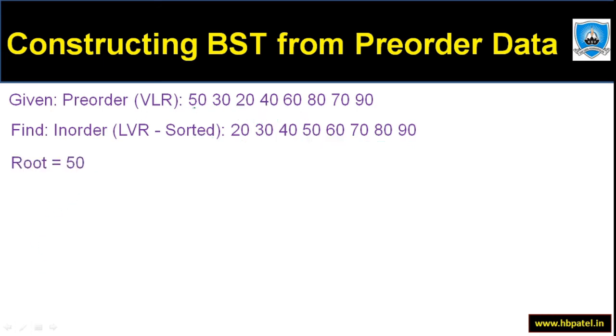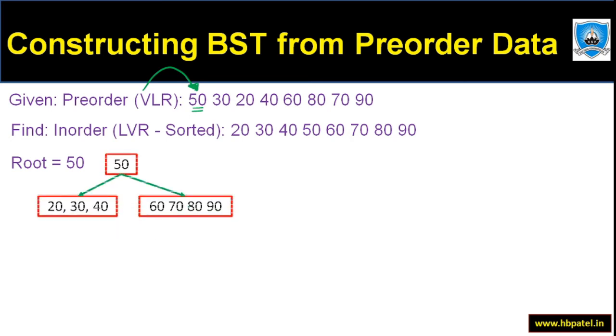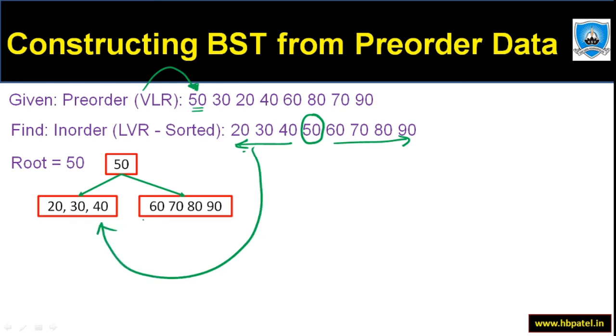So our root is 50 because V comes first. So V is vertex, vertex is root. So the root is 50. So first we will be putting 50, and then if you see in this particular sorted order, we have something in the left and something in the right. So something in the left, 20, 30, 40 should go on the left hand side over here, and something in the right should go on the right hand side of 50.